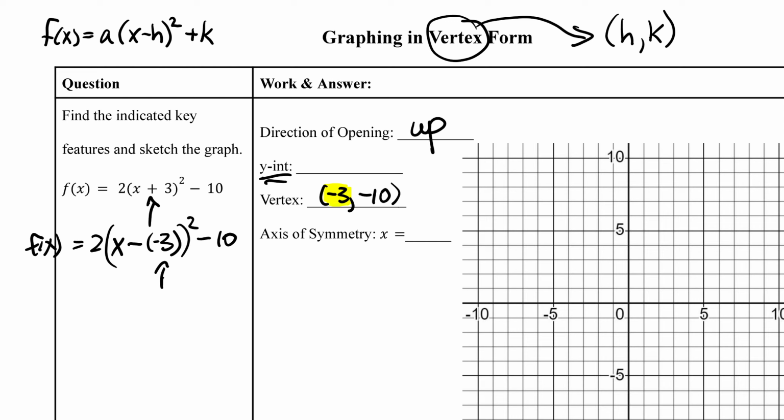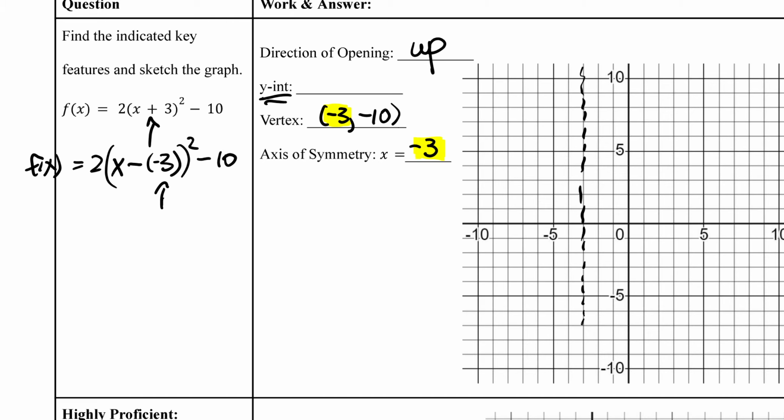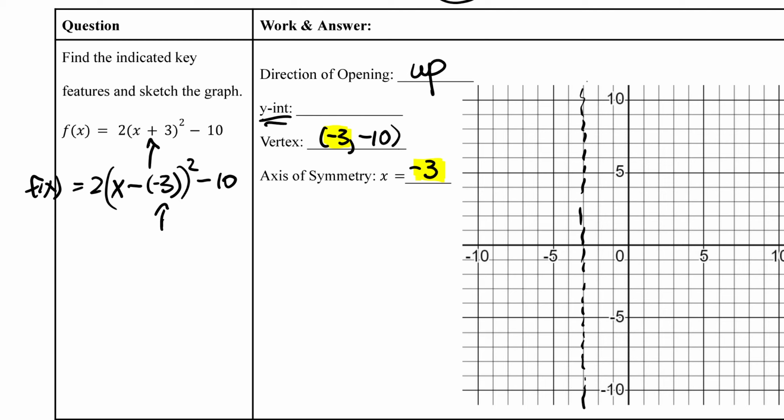The x-coordinate of the vertex is always going to be the same as the x-coordinate of your axis of symmetry. So those two will be equal. This will still be x equals negative 3. And so we can graph this line here. It's probably good to label that, especially while you're learning. This is x equals negative 3. I'm just going to put AOS for axis of symmetry. We already have it over here.